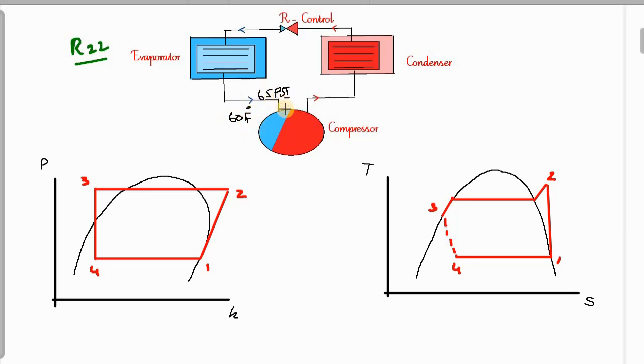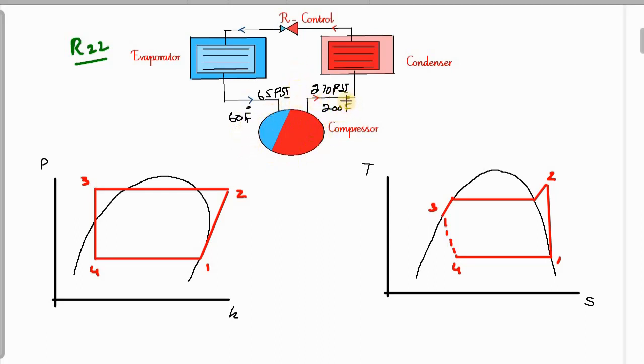The compressor sucks this low pressure refrigerant and increases its pressure, and after the increase, the new pressure will be 270 psi. When the pressure of the refrigerant increases, the temperature will automatically increase. So the new temperature will be 200 degrees Fahrenheit, and the increase in temperature is due to the increase in pressure.